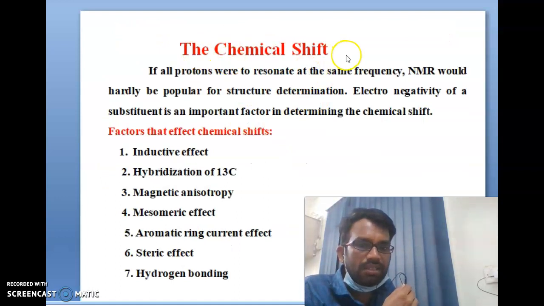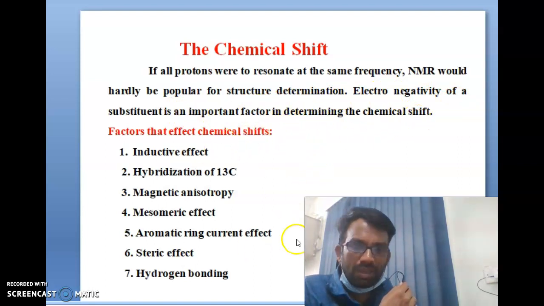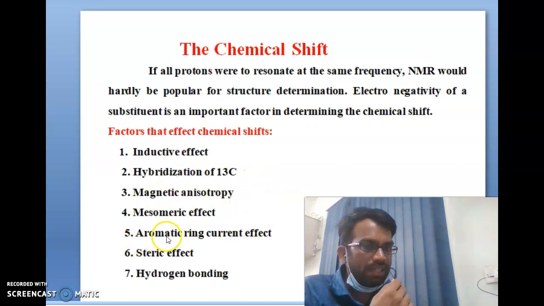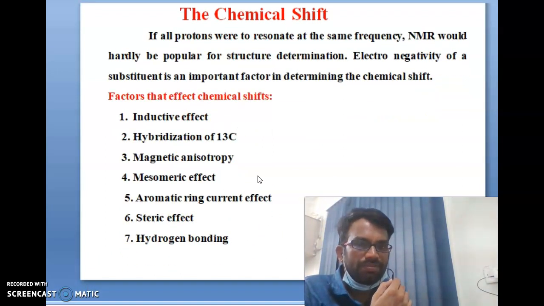So what is the chemical shift? It means that all protons would resonate at the same frequency, but NMR shows them differently depending on their position in the structure. The electronegativity of the substituent is an important factor for determining the chemical shift. What are the factors affecting chemical shift? Inductive effect, hybridization, C13, magnetic anisotropy, mesomeric effect, aromatic ring current effect, steric effect, and hydrogen bonds. These are the most important factors affecting NMR chemical shift.